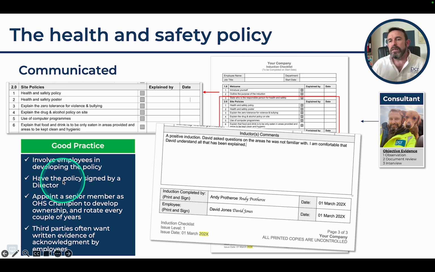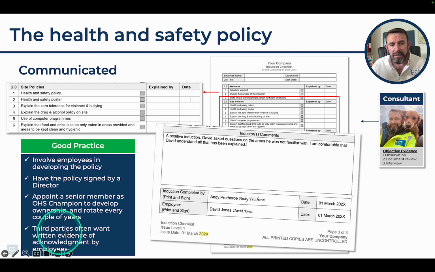Have the policy signed by a director. That's a really good thing to do. It's not a legal requirement. However, things like ISO and certain safety schemes and procurement organisations, they will want to see that policy signed. 100% get it signed. It does show that commitment. I would also guide to appoint a senior member as the occupational health and safety champion. So then we've given it some ownership. We're giving that position ownership, and it's a good idea to rotate every couple of years as well. So give a number of people the baton to carry for a couple of years.